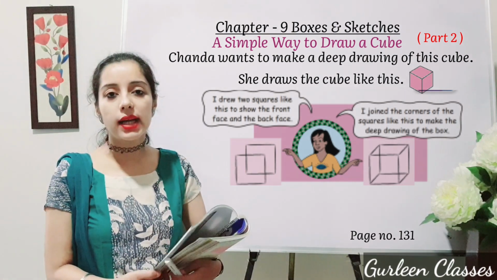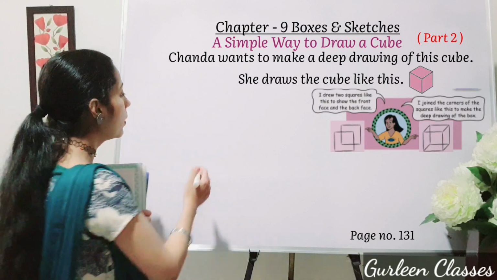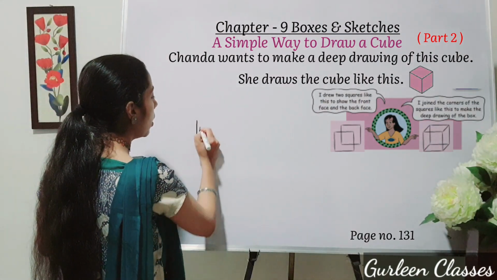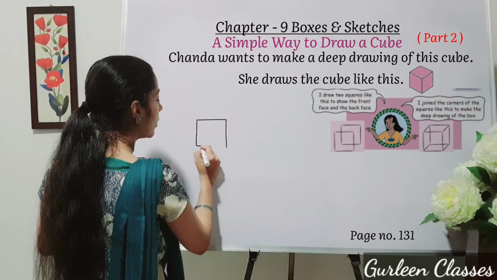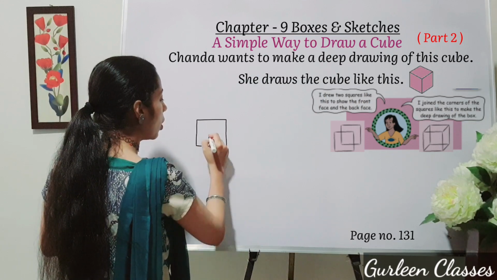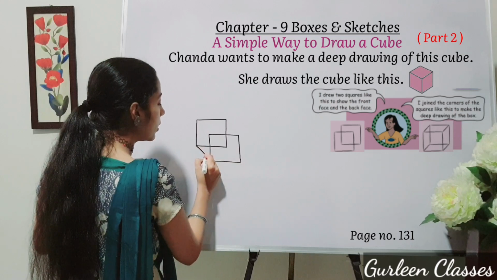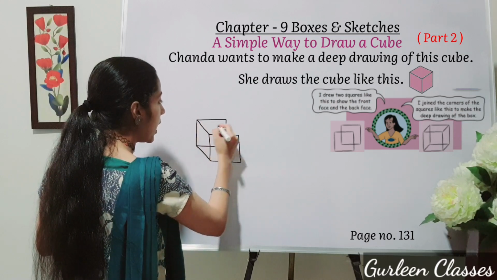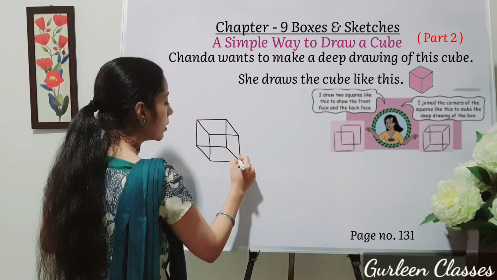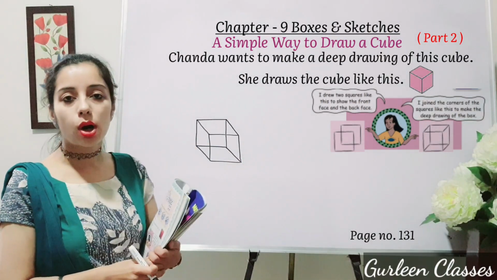So how has Chanda drawn the cube? I'll show you. First she has drawn 1 square. Then here she has drawn another square. Now join the corners. So like this she has joined the corners. So this is the drawing of a cube.